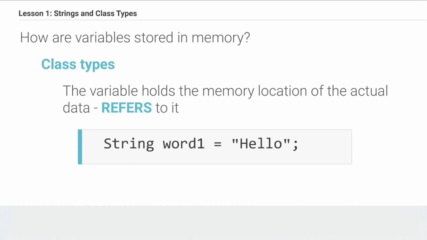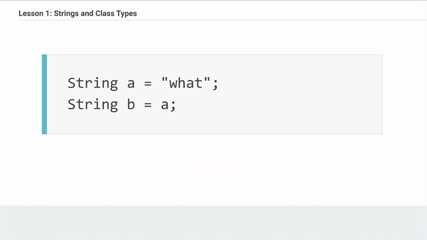Class data types, instead of storing the actual value, what they're actually storing is just a memory location. They're storing a memory address that points to the place where that information is stored. So if we think about these two lines of code, the first line is going to create a variable a, and it's going to point to a memory location where we're going to store the word what.